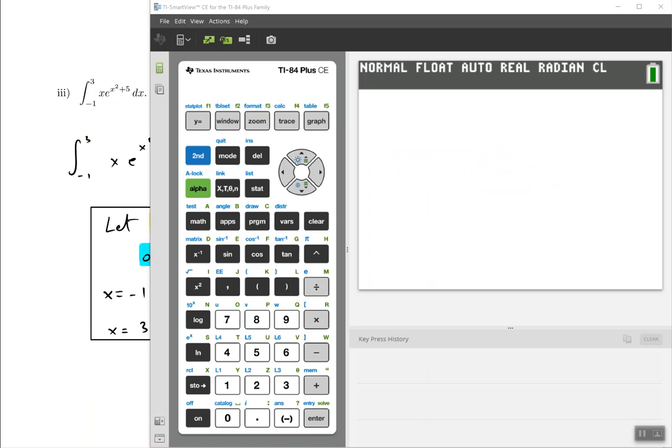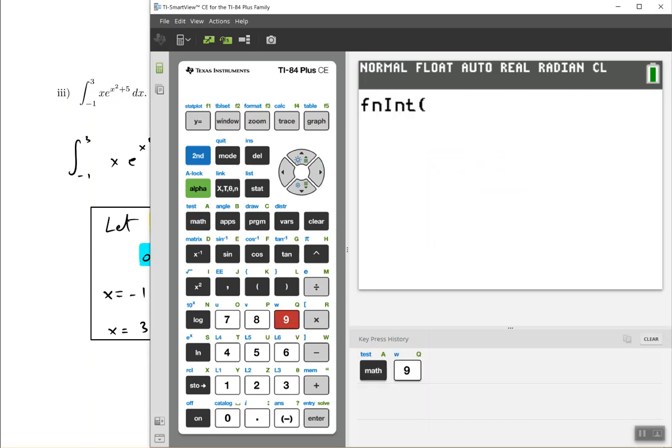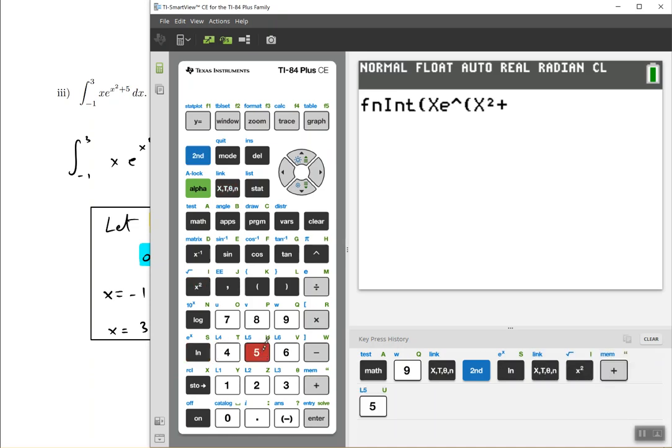So again, I'm going to type it just like I see it on the paper. So I'm going to click Math 9, and the very first thing I'm going to do is put the letter x. Then I need the variable e, or the number e. So I'm going to click e by doing second ln. That will put an e on my screen. Then x squared plus 5. And the exponent is done, so I'm going to close the parentheses.